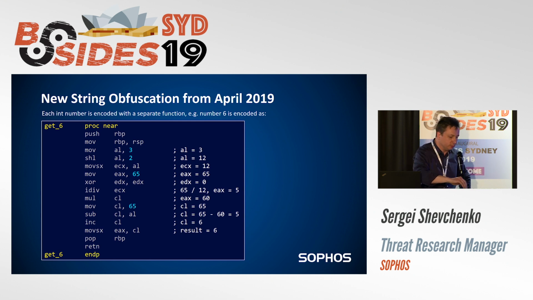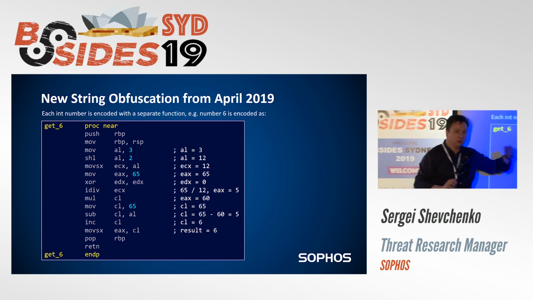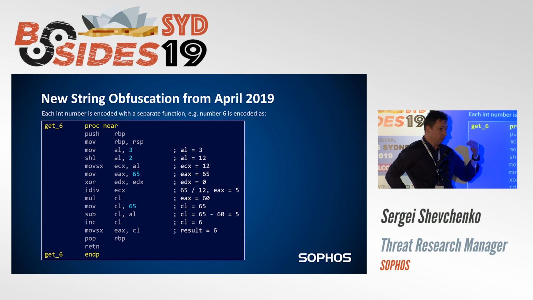It's assembly language, but let's follow it. So AL gets 3, right? SHL AL, 2. SHL means shift left by 2 bits. Shifting left by 1 bit means multiply by 2. Shifting by 2 bits, multiply by 4. So 3 gets multiplied by 4, it becomes 12. Now AL goes to ECX, so now 12 goes to ECX.